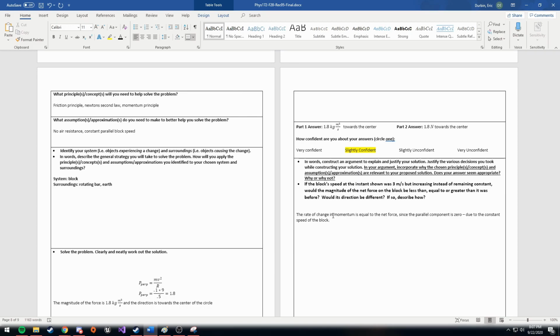Now for part 2 of the justify section, if the block speed was increasing, how would the magnitude of net force be? Wouldn't it be greater? Yeah. No. What? Yes. Yeah, it will be.